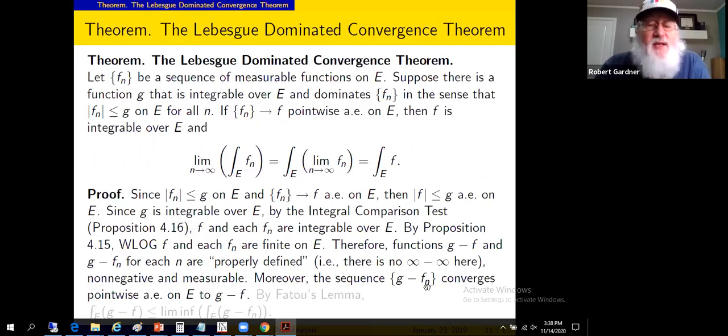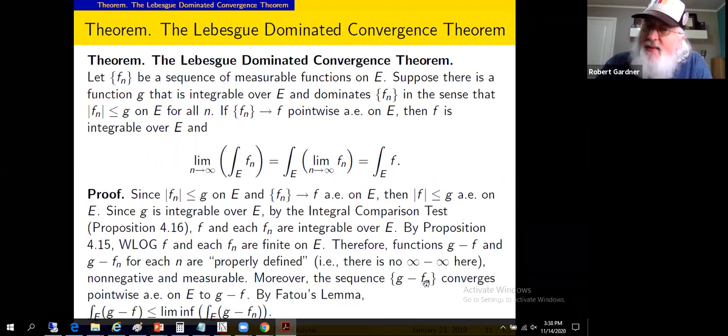So g minus f sub n converges pointwise almost everywhere, so we still have that almost everywhere floating around, to the function g minus f. All right, so we're going to consider this sequence. g minus f sub n converges almost everywhere to g minus f. We're going to apply first Fatou's lemma to it. Fatou's lemma would say the integral of the limit function g minus f is less than or equal to the lim inf of the integrals of the functions in the sequence that we're talking about here.